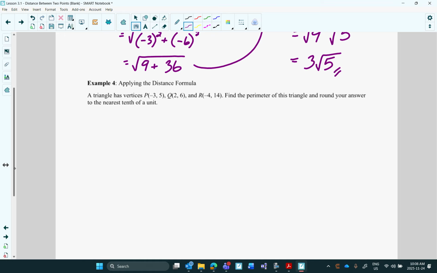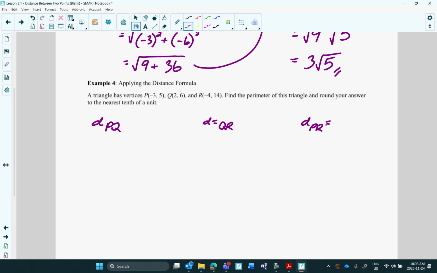So we've got 3 vertices, which are corners of a triangle, that connect to form a triangle. We have to find the perimeter of it. How many distances do I have to find? 3, because it's a triangle. So I have to find the distance from P to Q. I have to find the distance from Q to R. And I have to find the distance from P to R.